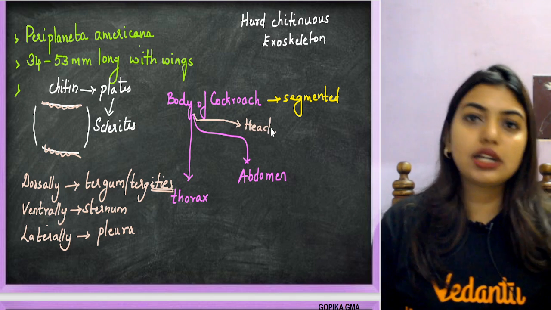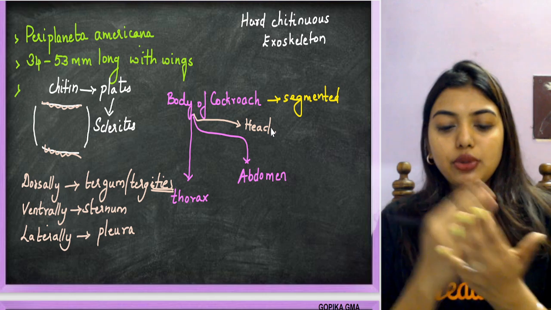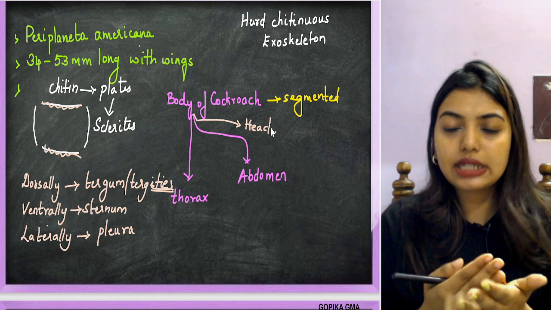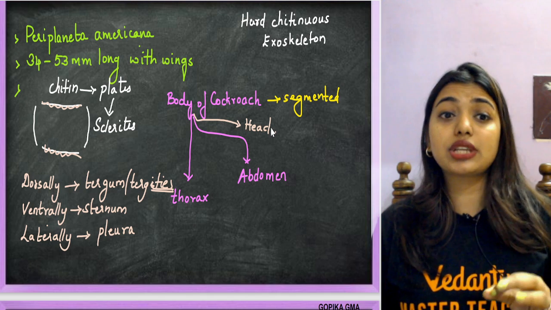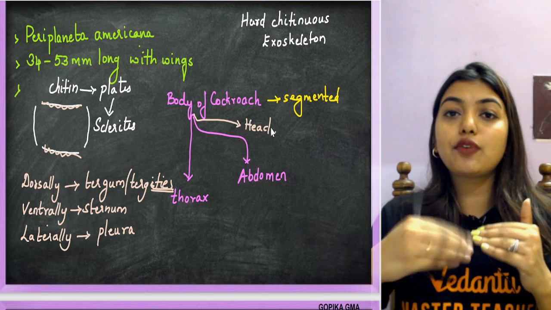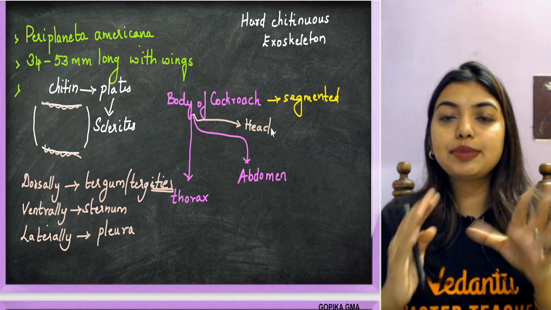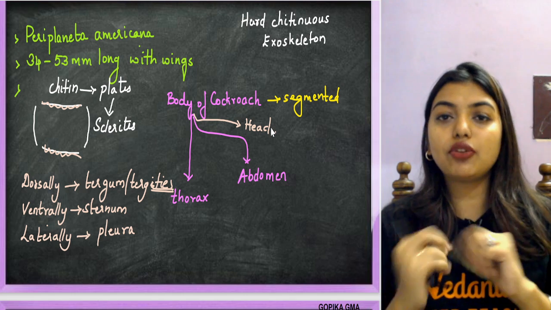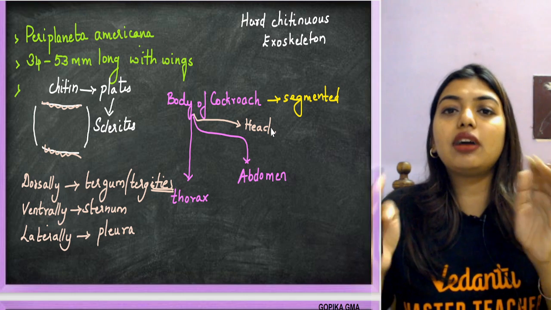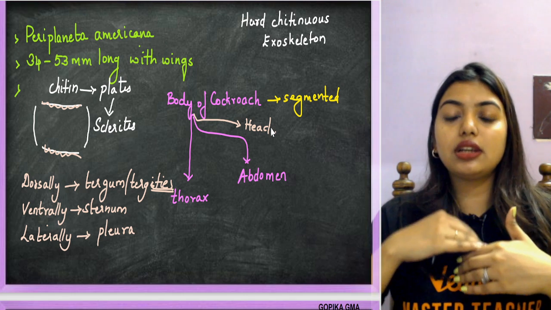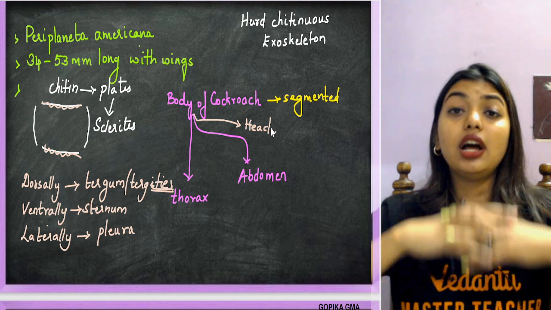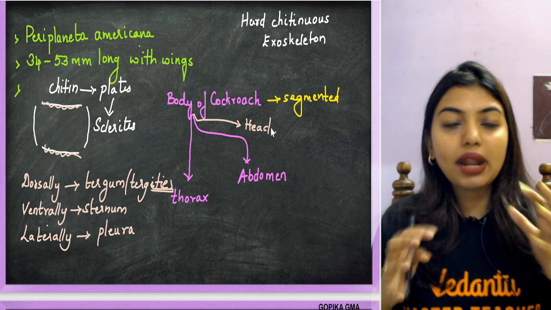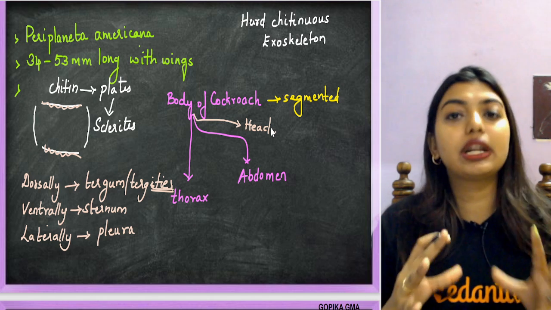I hope all of you are understanding. Okay, so body is divided into head, thorax and abdomen. Now they are telling that the entire body is covered by hard chitinous exoskeleton, and that chitin has formed itself as plates, and these plates have covered all the sides of the cockroach. That is, laterally they have been covered with pleura, ventrally and dorsally they have been covered with sterna and terga. Okay, this will make sure that cockroach is well protected.